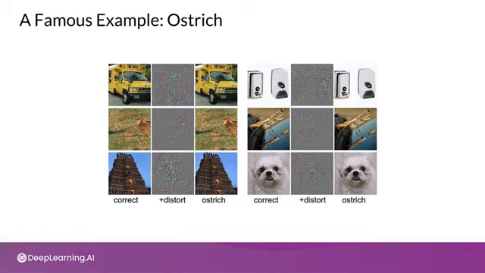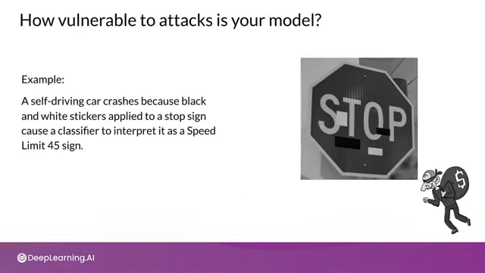Well, here's a famous example with two groups of images. Applying only a tiny distortion to the images in the left columns results in the images in the right columns, which a model trained on ImageNet classifies as an ostrich. So, how serious of a problem is it? Well, it depends on your application. But let's discuss a few examples.